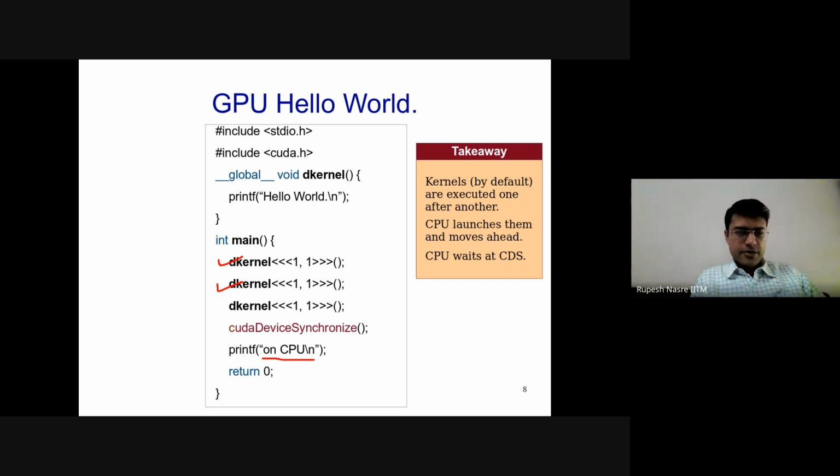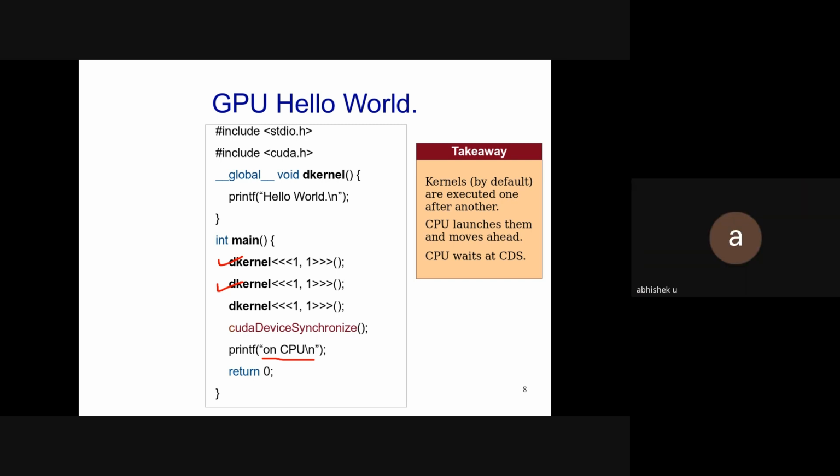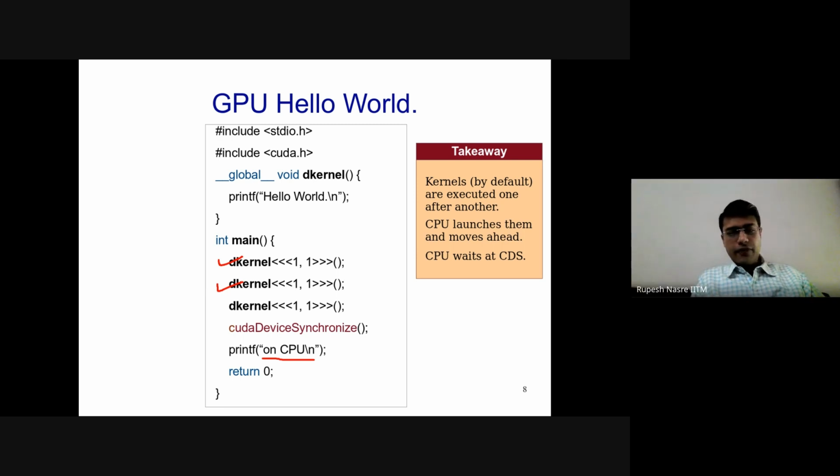All right. And these kernels within a work queue may share data as well. For example, the first D kernel can write something, and the second D kernel, when it gets launched, might read something from that data item. That is possible.